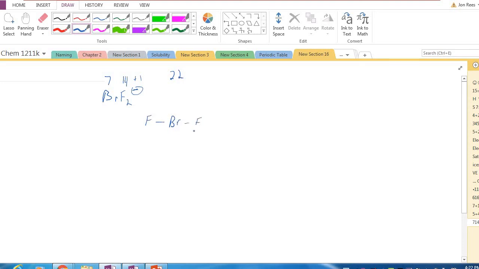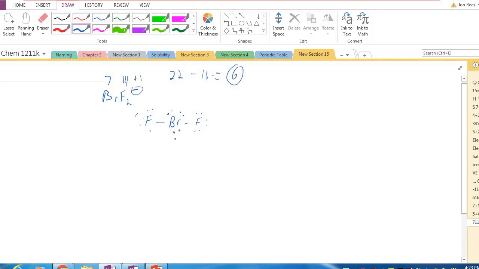Let's complete the octets. 1, 2, 3, 4, 5, 6. 1, 2, 3, 4, 5, 6. And so the number of valence electrons I have so far is there's 8 around the fluorines and 8 around the other fluorines, so I have 16, and so I have 6 remaining that I have to distribute in this molecule. And so I have the Br, the Br, the Br.